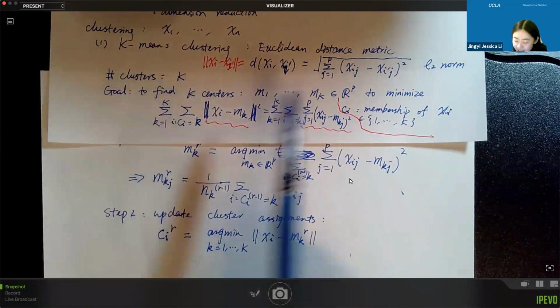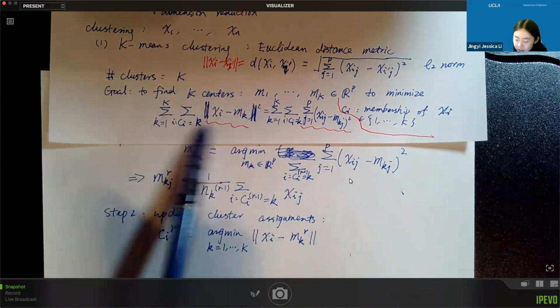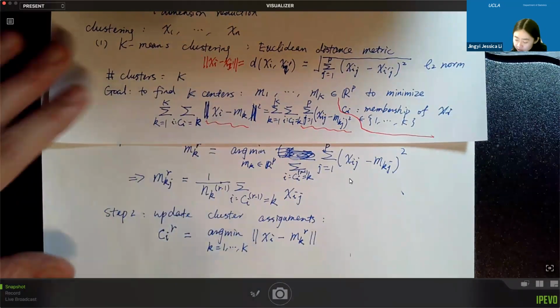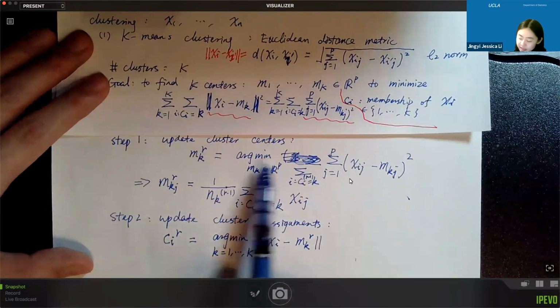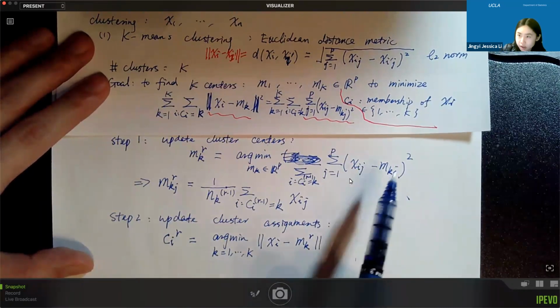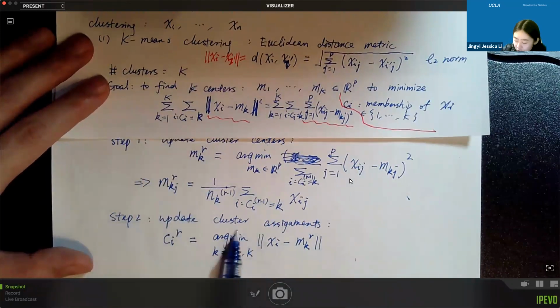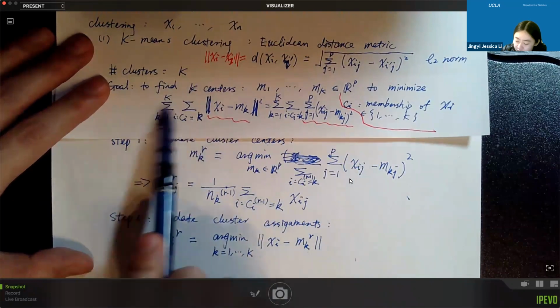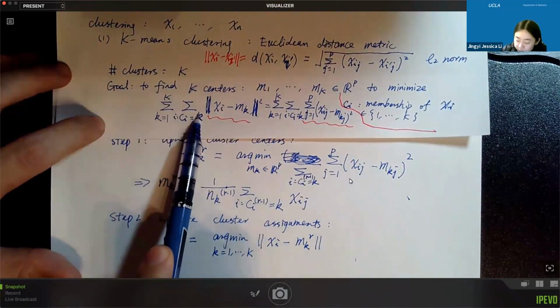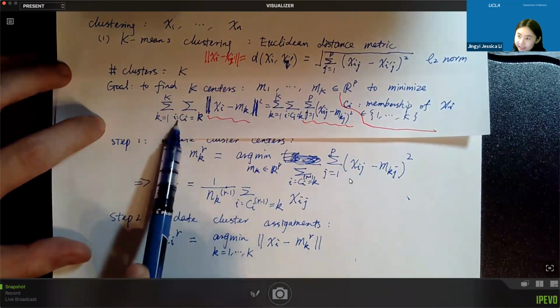So why can each step in the iteration reduce this objective? For the first step, I already said that to minimize this, you need to take the derivative to find the mkj, the jth component of mk. In this second step, given the cluster assignment, you can show that by assigning every point to its closest cluster center, I will not increase this objective. So to show that, you need to rewrite the double summation in another way.